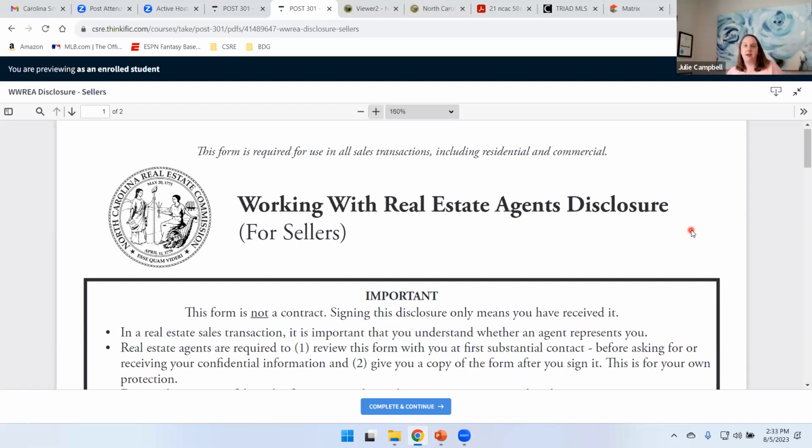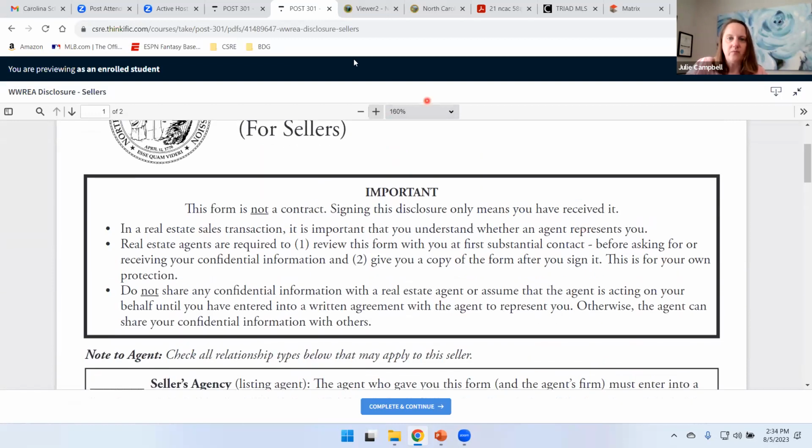So this form does a better job of explaining. It gives us a better tool to explain it to buyers and sellers. It just makes it easier for everybody, consumers and agents, to do their thing. So we're very grateful for this. It tells us this form is required for use in all sales transactions. That does include residential and commercial. Again, we have a seller and a buyer version. So the one we're looking at right now is the seller version.